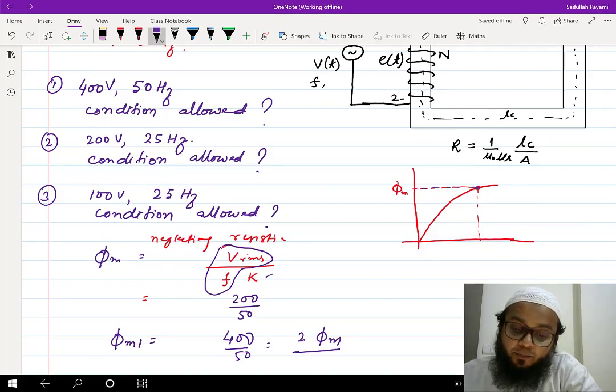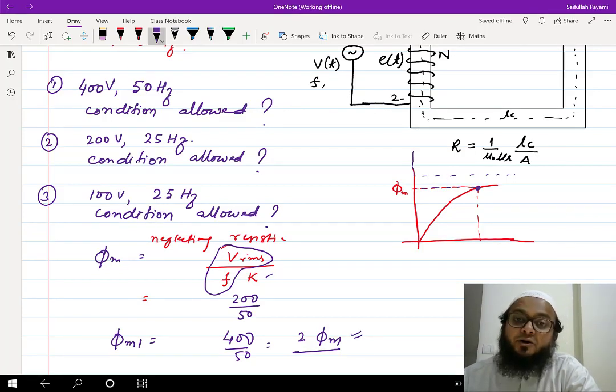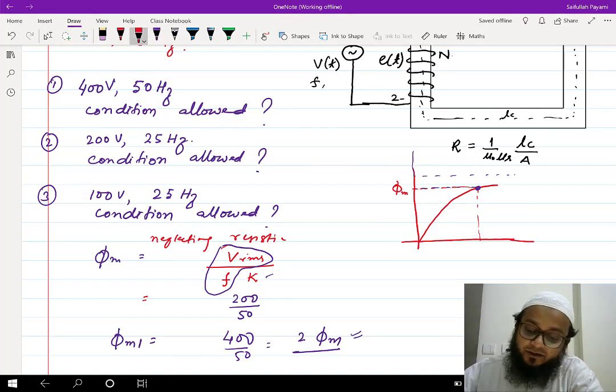But if I am already operating at saturation or at the knee point, I want to push this phi m further, to twice of this. But we have seen the BH characteristics of a ferromagnetic material. Beyond the knee point, there is hardly any chance of pushing the flux further. And here you are asking for twice the flux of the previous phi m, twice the actual operating condition. So this condition is actually not possible.